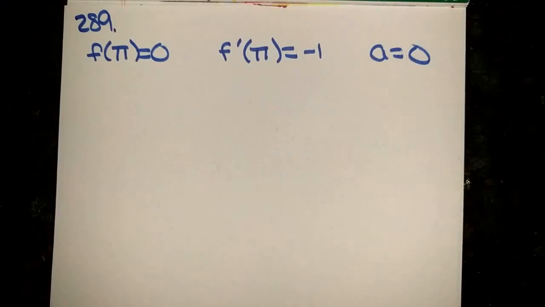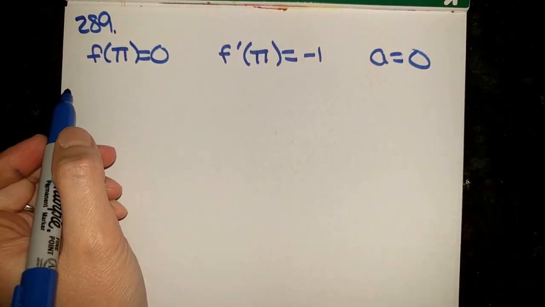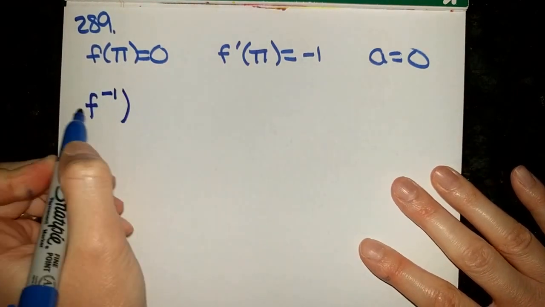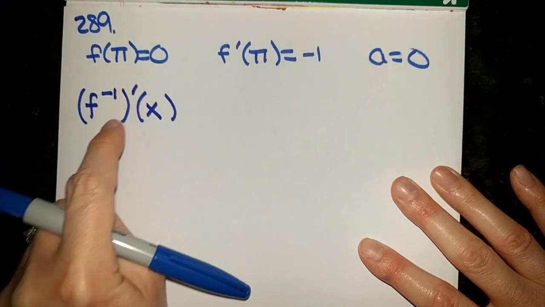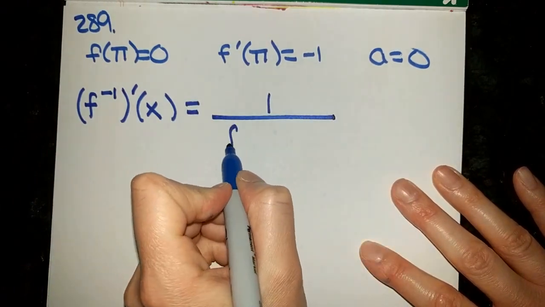So for this question, they give us this information and then they ask us to find the derivative of the inverse function evaluated at a. And to use this, we are going to use one of the coolest theorems that we have in Calc 1, and that is that if you're trying to find the derivative of the inverse, so that would be f inverse and then the derivative, the derivative of the inverse is going to be 1 over f prime.